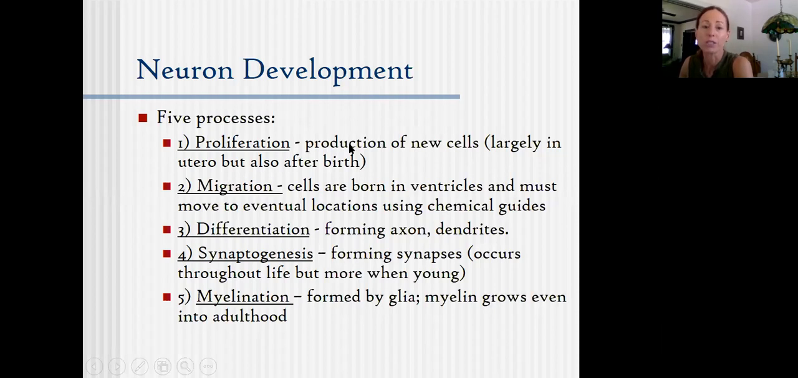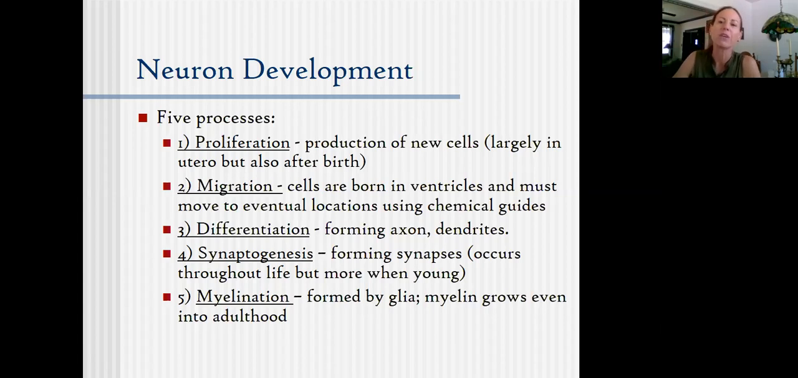Well, initially, we just need a lot of new cells, and that we call proliferation. Proliferate means build a lot more. And so we get a lot of production of new cells. Mostly that's happening in utero, but it also happens after birth as well. And the cells are born in the ventricles.